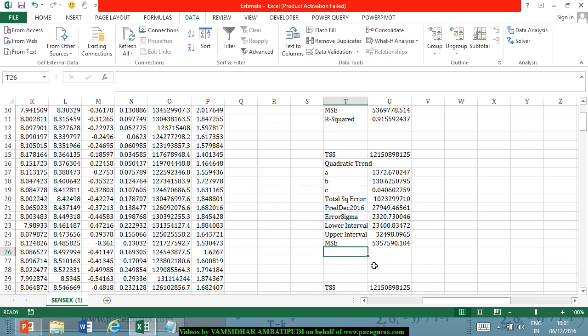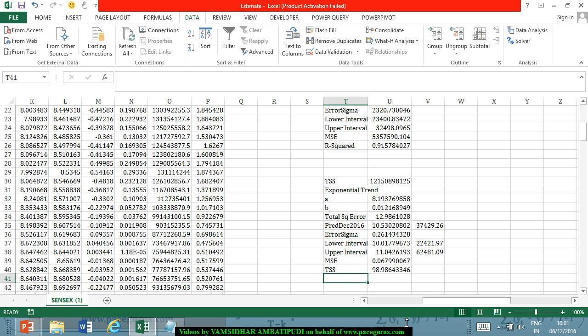which is 1 minus total squared error divided by the total sum of squares here, giving me 91.55% r squared there. And here when I look at the r squared, it is 1 minus total squared error divided by total sum of squares, making it 91.57%. Whereas here when I am looking at r squared, it is again 1 minus total squared error divided by the total sum of squares, taking the value to 86.88.